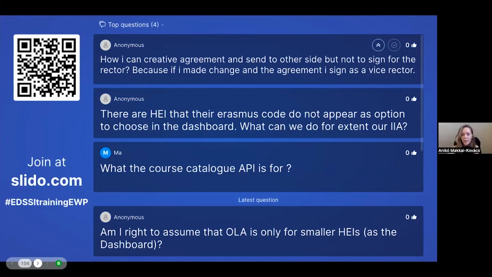Mm-hmm. And then I think the next one goes to you as well. How can I create an agreement and send it to the other side, but not send it to the rector to sign, because if I make a change, the agreement I sign as a vice rector. So I think the issue is that the coordinator cannot sign. So they want to make changes before they send it to the rector for final signature.